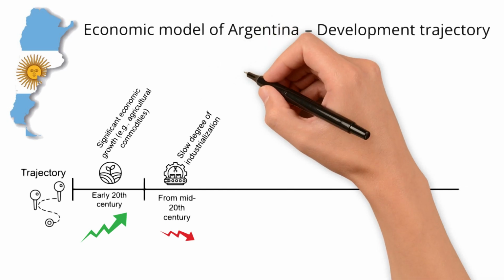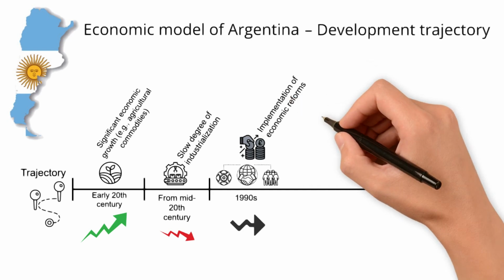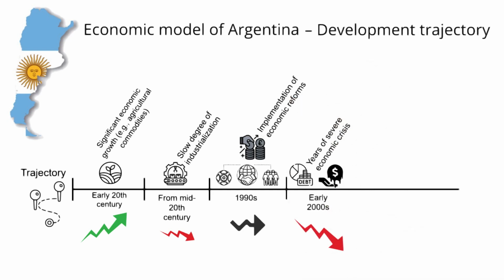In the 1990s, Argentina implemented economic reforms, including the adoption of a currency pegged to the US dollar, the so-called convertibility plan. This period saw increased foreign investment and relative stability, but it also resulted in the accumulation of public debt and structural issues. In the early 2000s, the Argentine economy faced a severe economic crisis in 2001 to 2002.